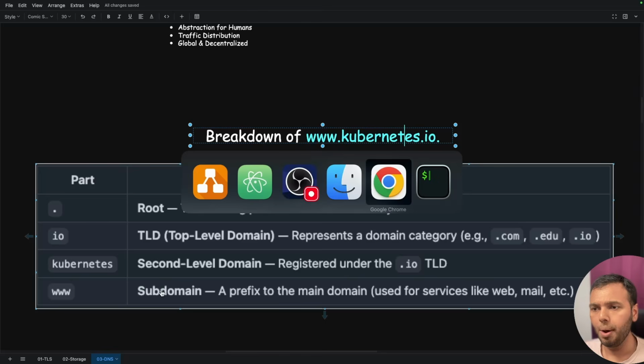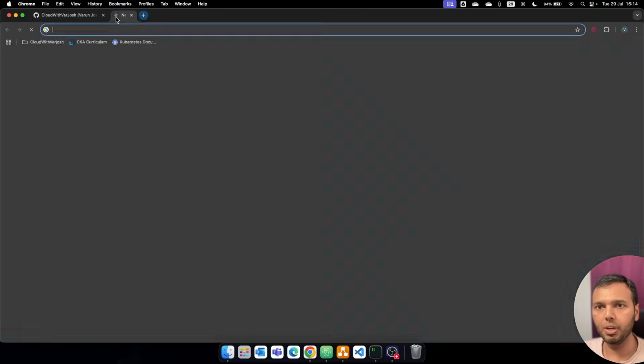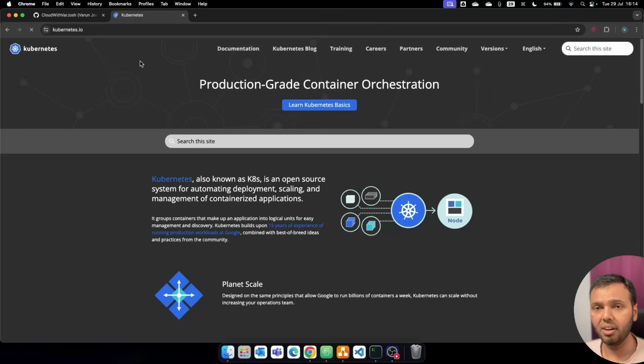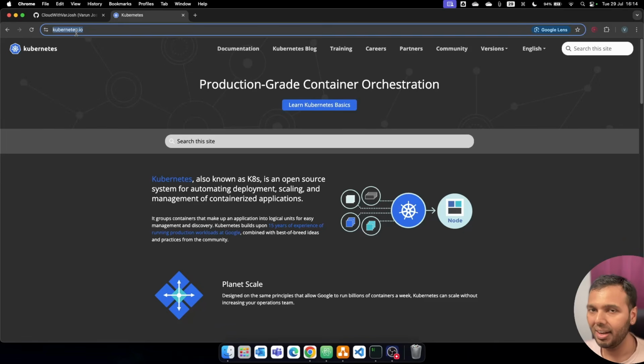So if I go to my browser here and I open a new tab and I type www.kubernetes.io and I press enter, you see I am automatically redirected to kubernetes.io. So previously it held significance, but now if you type www and then your website's name, or just your website's name, then you will land into the home page of your website. Now I am saying typically, but it depends how you have configured your DNS records, and as we progress with this lecture, we will see those things.